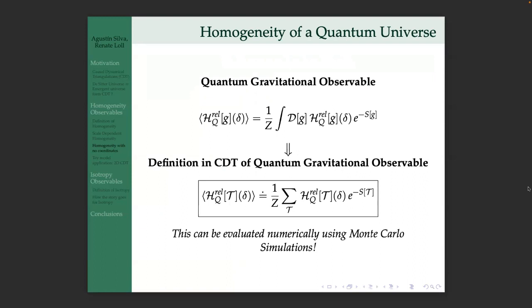Now, the expectation value that we get of this observable is the homogeneity of this emergent universe that comes out of the path integral. And this is exactly what we were looking for, a way of testing the homogeneity and the isotropy of the emergent universe that comes out of this nonperturbative path integral, this zeta-like universe. And this can be evaluated using Monte Carlo simulations, as Renate explained before.